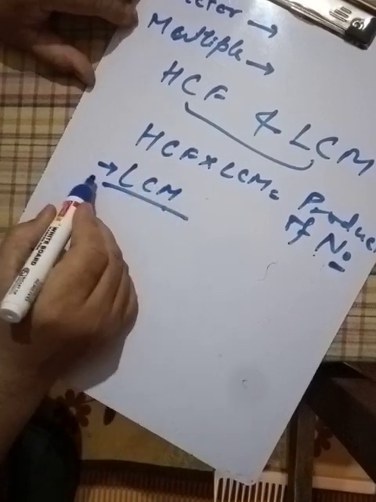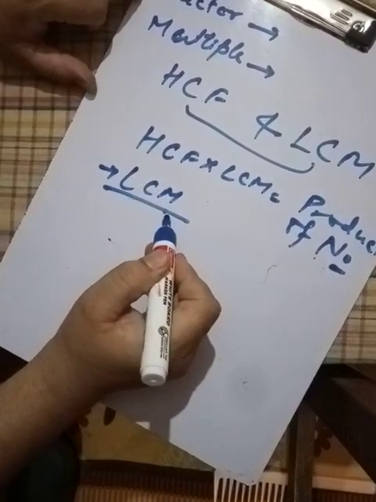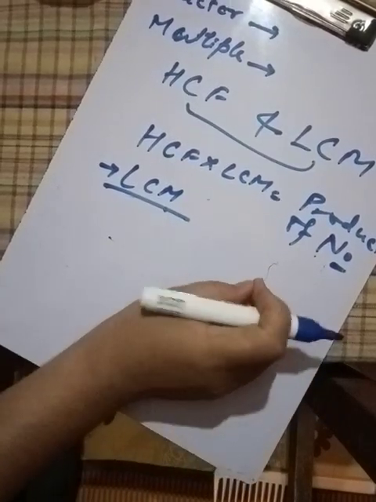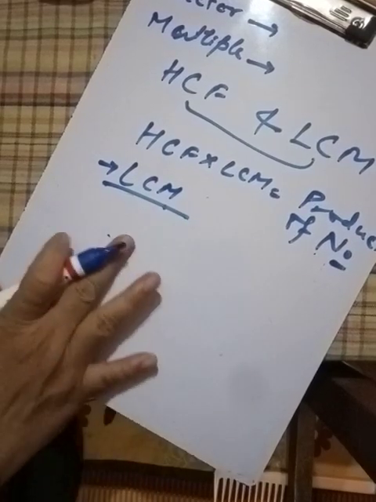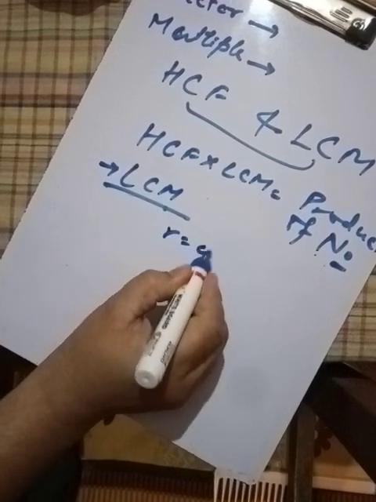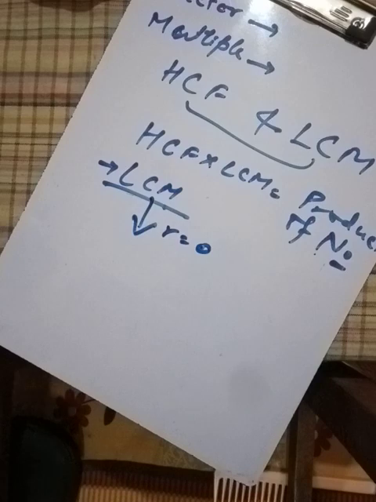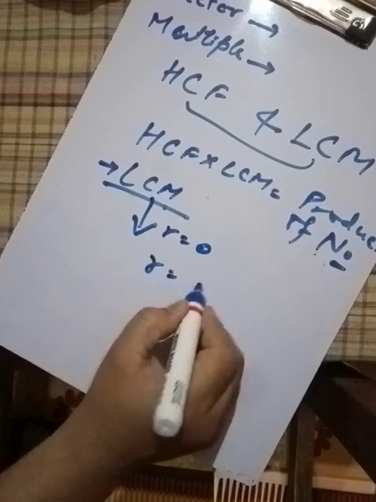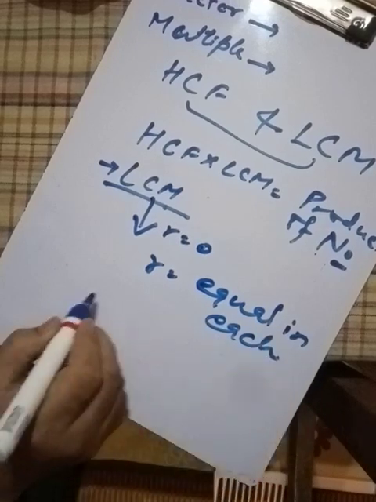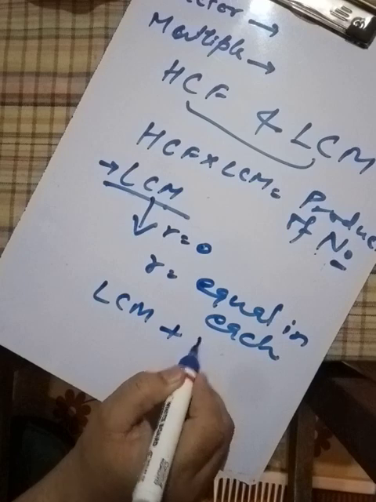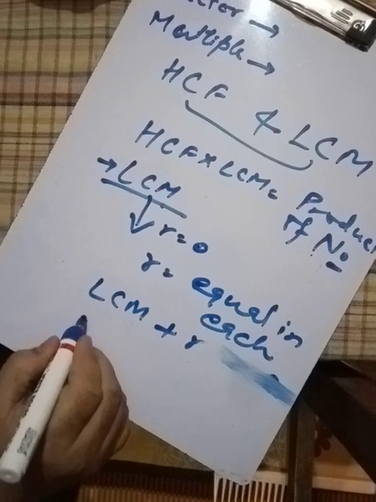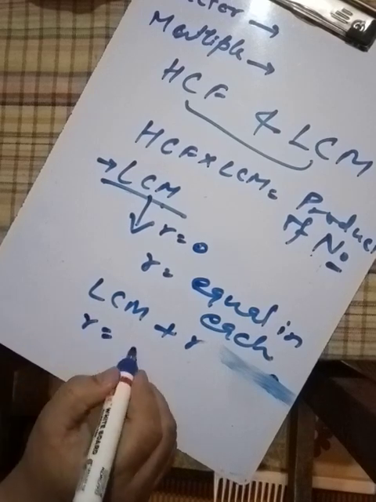I told you, in the application of LCM, find a number, find the smallest number, or find a 3 digit or 4 digit number, whatever number is there, that is exactly divisible. Exactly divisible means remainder is equal to 0. In that situation, first you have to go for LCM. If the remainder is uniform, equal in each case, then my answer will be LCM plus remainder.